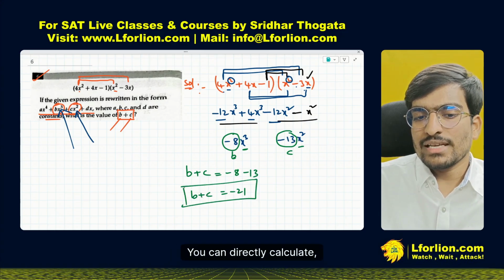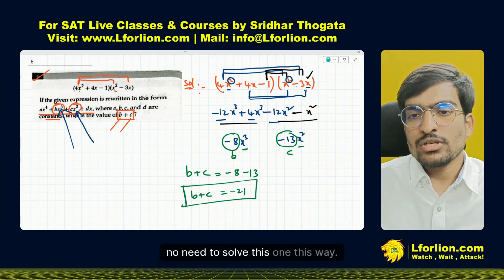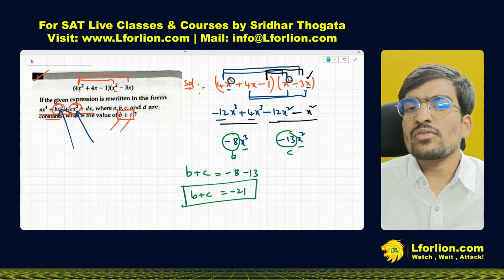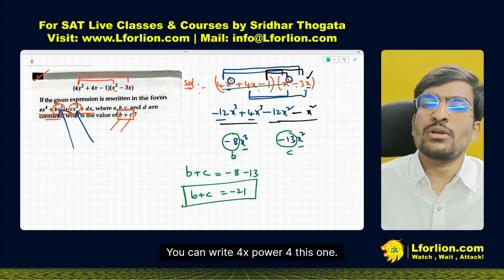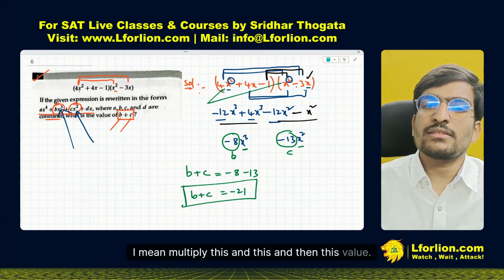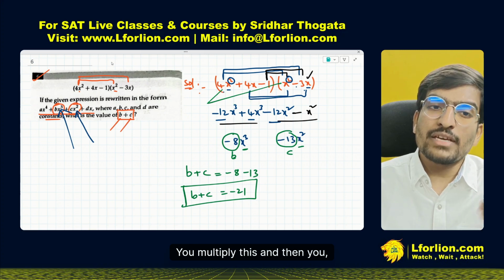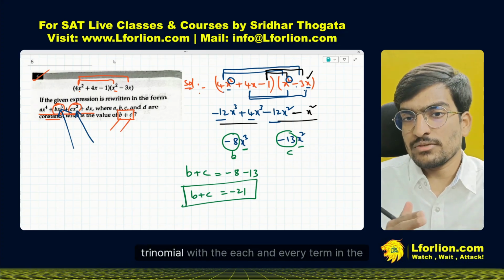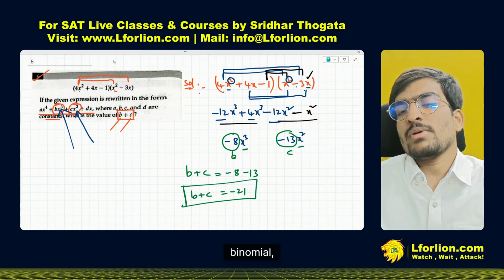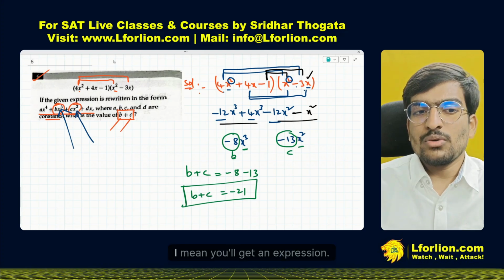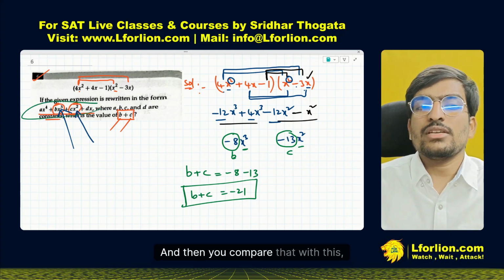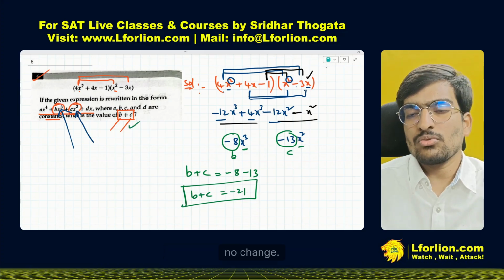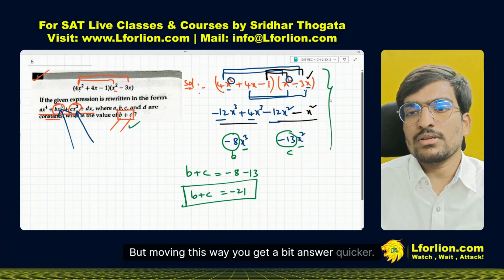You can directly calculate mentally. No need to solve this one this way. To make you understand, I did it this way. It's okay to solve completely. You can write 4x power 4 and so on, multiplying each and every term in the first trinomial with each and every term in the binomial. You'll get an expression, and then you compare that with this, you'll get the value of b and c. It's the same thing, no change, but moving this way you get the answer a bit quicker.